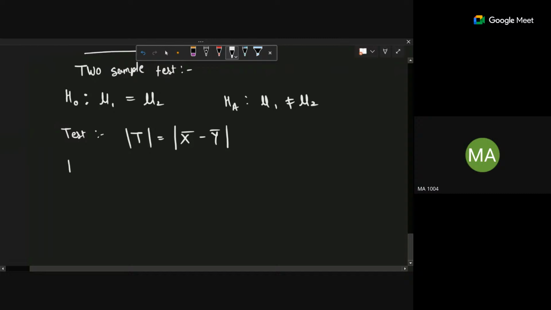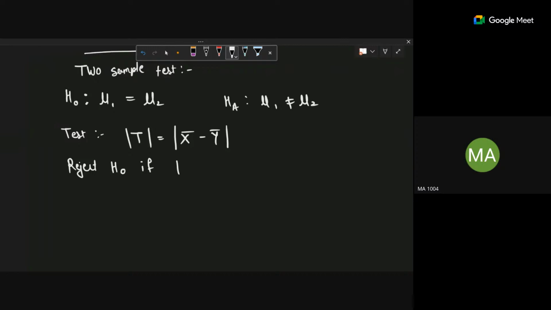So when will you reject your null? That should be decided earlier, right? Reject the null if the modulus is greater than some value C, right? If the difference is large, then we'll say that no, the average time is not the same, right? Is it fine? Or should the difference be less than C? What would you say on this?